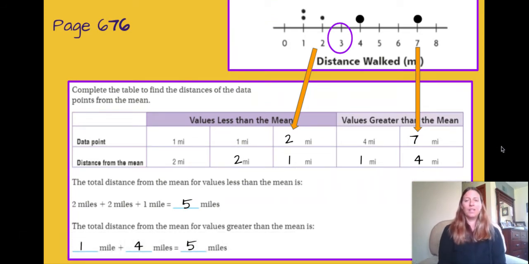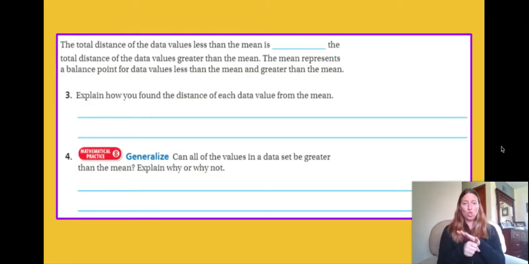It says the total distance of data values less than the 3 in this example are equal to the total distance of data values greater than the mean, which was 3 in this example. The mean represents the balancing point of data values that are less than the mean and greater than the mean.